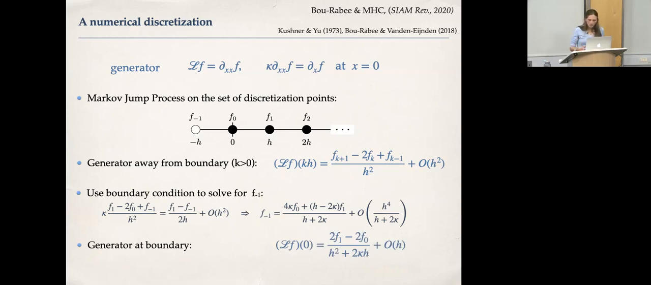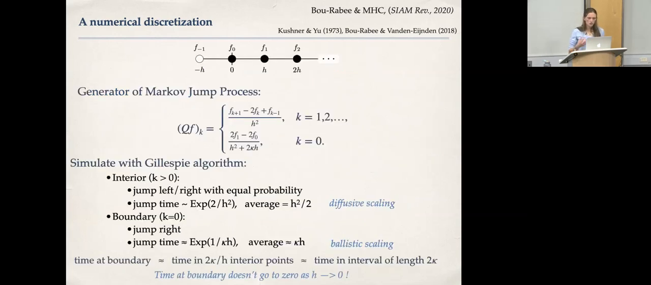Now from this discretization, we can drive a Markov jump process on this set of discretization points. The discretization gives us an approximate generator for this Markov jump process, which looks like this. The coefficients of the f's tell us the rates of jumping. And we can simulate a trajectory of this Markov jump process using the Gillespie algorithm.